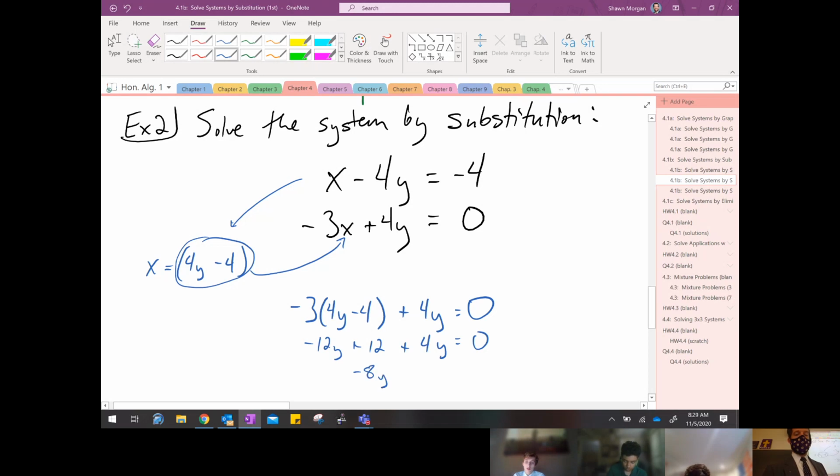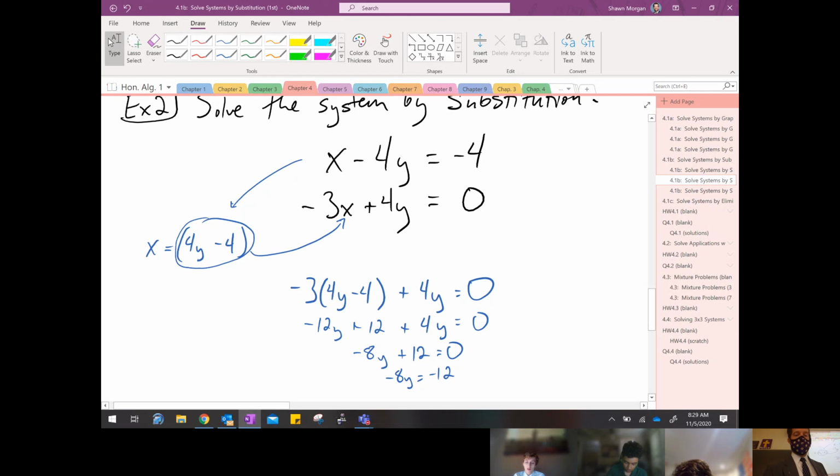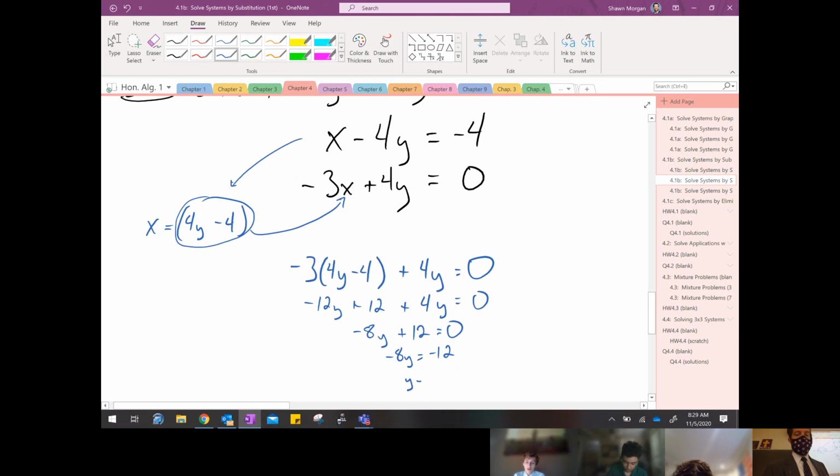What is that? Negative 8y plus 12 equals 0. Negative 8y equals negative 12. So y equals, what's 12 over 8? 3/2. Is it okay that I get a fraction? Say yes. Yes, it is.